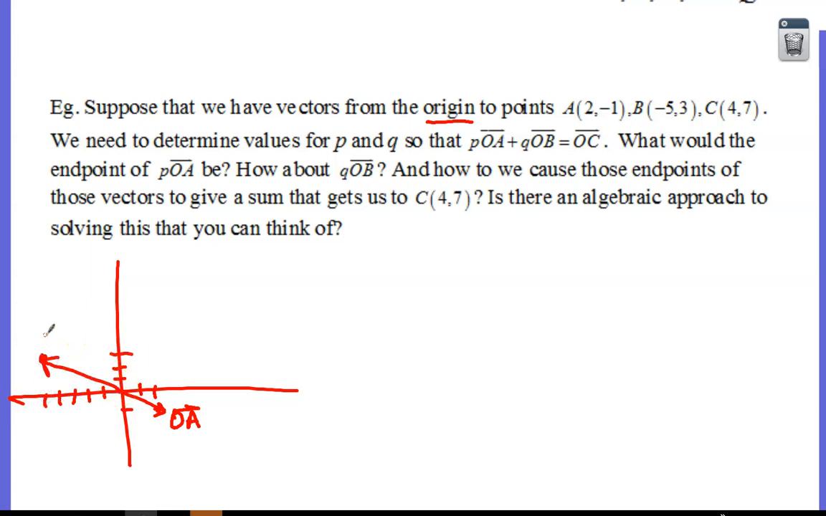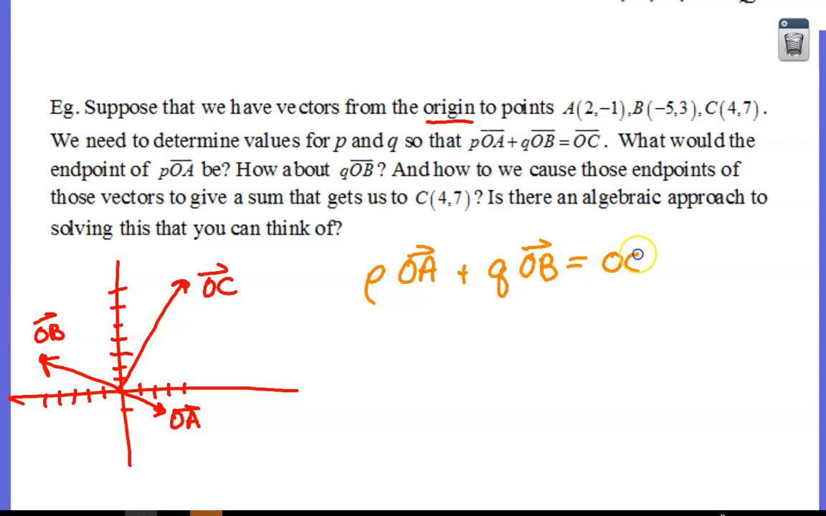Okay. And C is 4, 7. Okay. So here's what they want you to do. They want to figure out what P and Q would have to be so that when you multiply them, you land on vector OC. Okay, so let's think of an algebraic way to get this. I'm going to rewrite that. I'm going to multiply OA by something, and I'm going to multiply OB by something, and that's going to give me OC as a result.